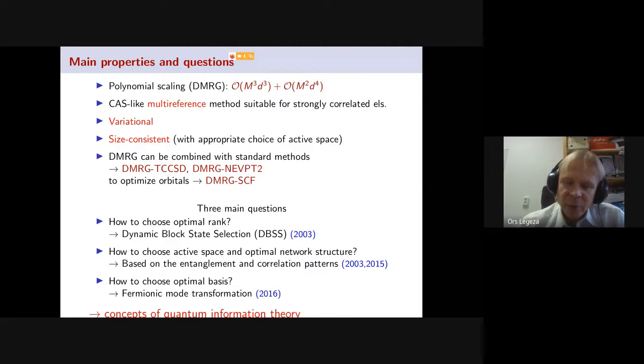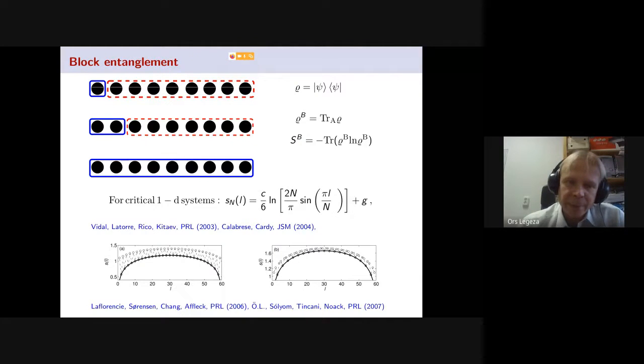Now, usually there are three main important questions: how to choose the optimal ranks, how to choose the active space, and the optimal network structure, how to choose the optimal basis. And these are connected basically to quantum information theory. So if you have a system where we put the molecular orbitals next to each other, and then we separate them into the left and right part, we can calculate the reduced density matrix by taking the density matrix of the whole system and tracing out the left or the right part. So this is trace over A, then we get rho B. If we take rho log rho B, then basically we end up with the so-called von Neumann entropy.